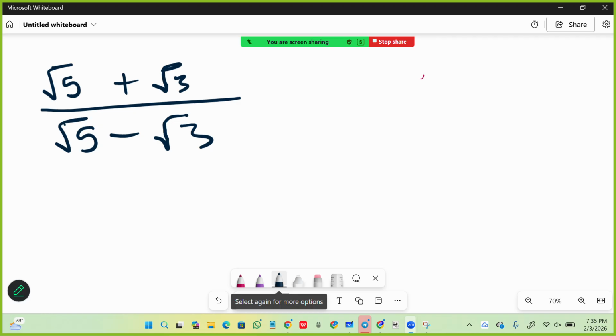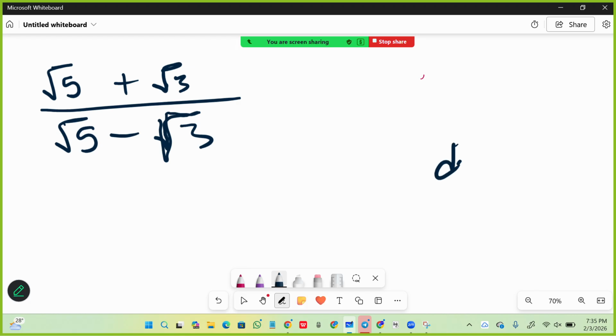The first thing I said about solving this kind of question is that there's one issue about surds: they don't want this root, this square root, in the denominator.